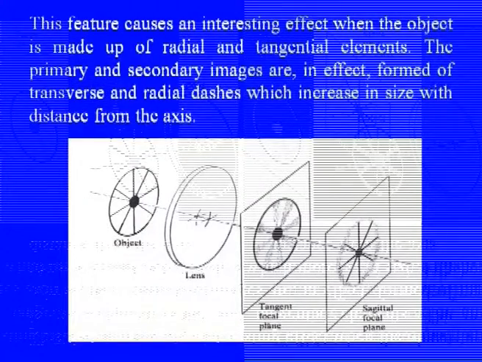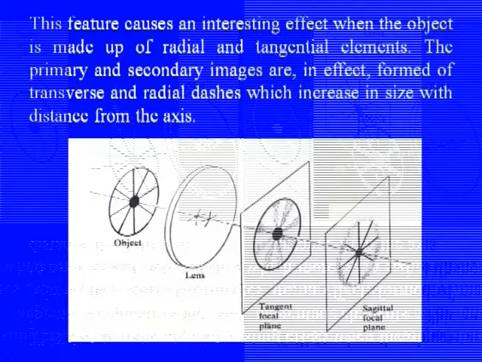You see, this feature causes a very interesting effect when the object is made up of radial and tangential elements. The primary and secondary images are in fact formed of the transverse and radial dashes. Let us look at this a little carefully. You see, we are interested in forming the image of an object which has got a rim and radial spokes.